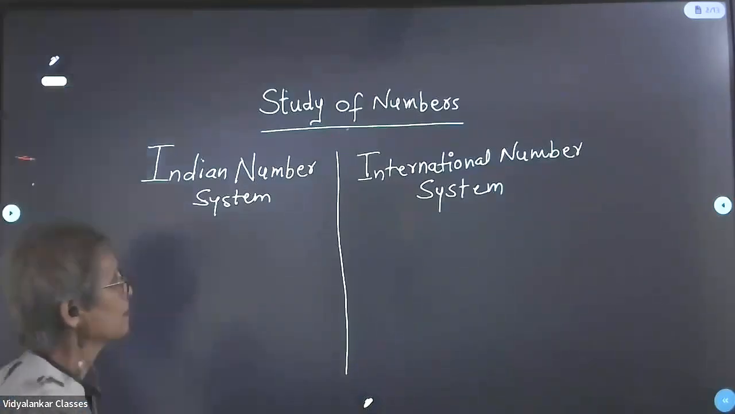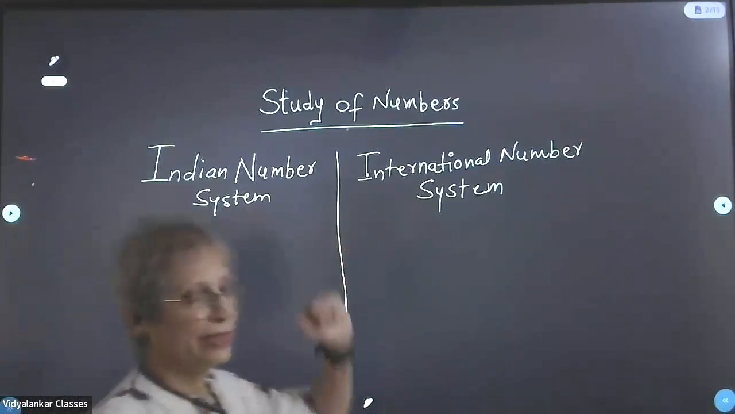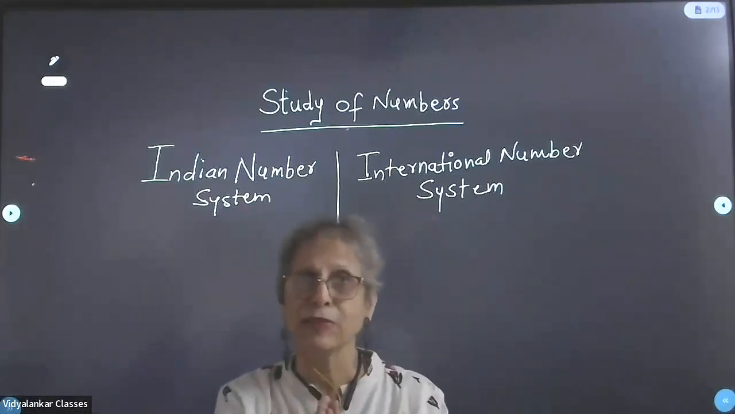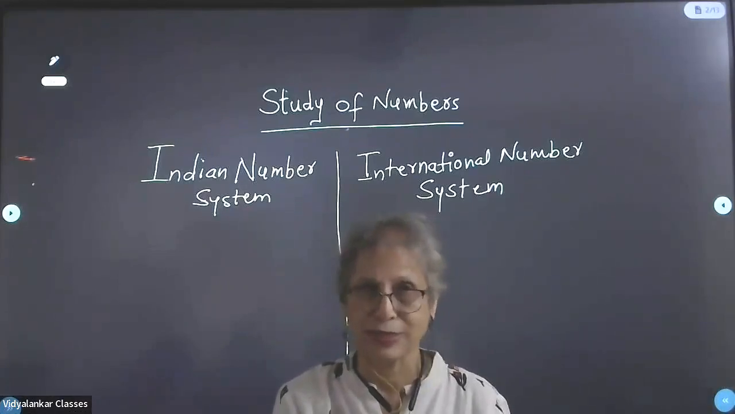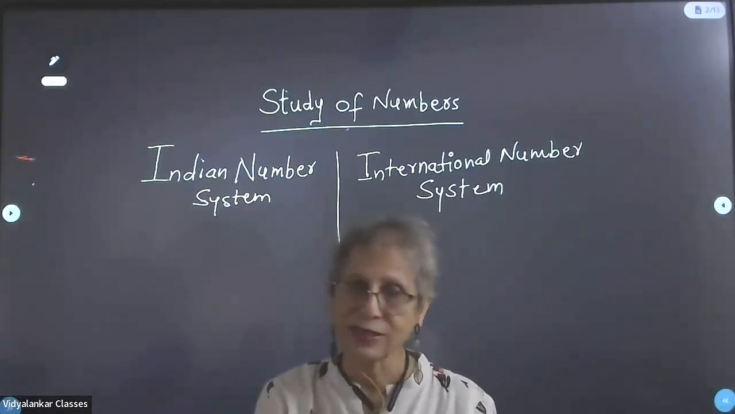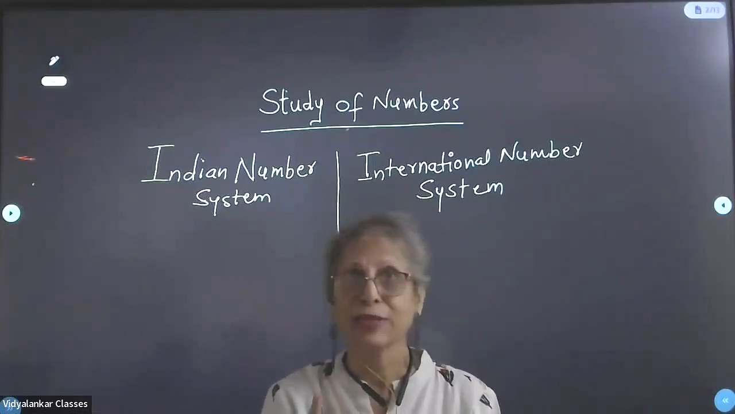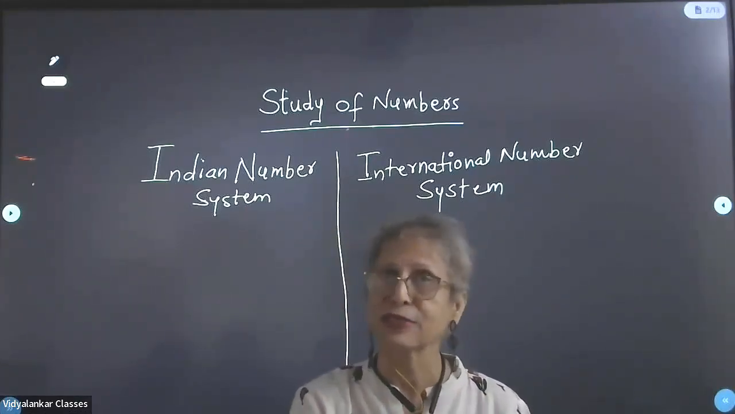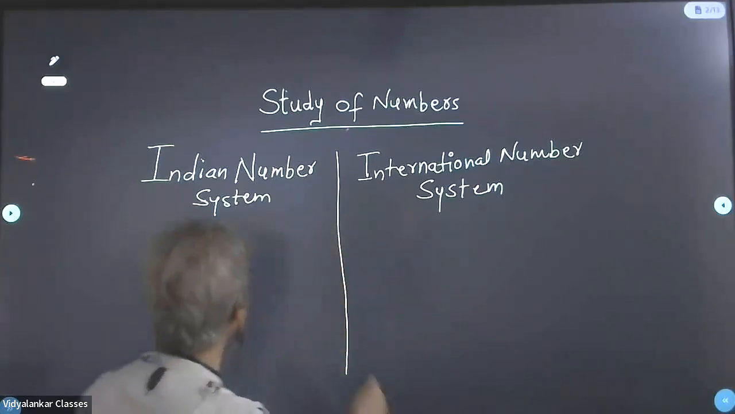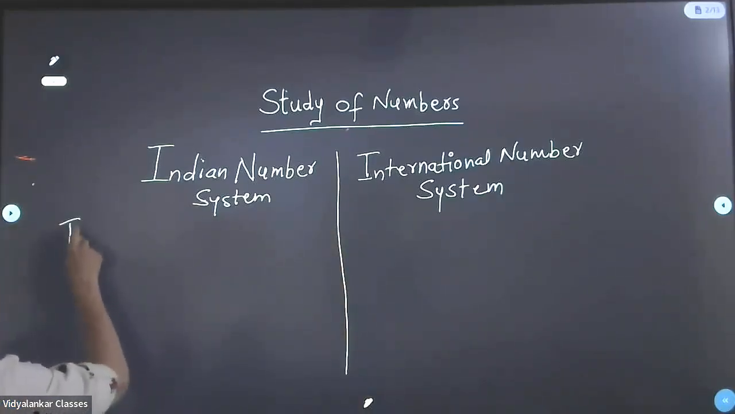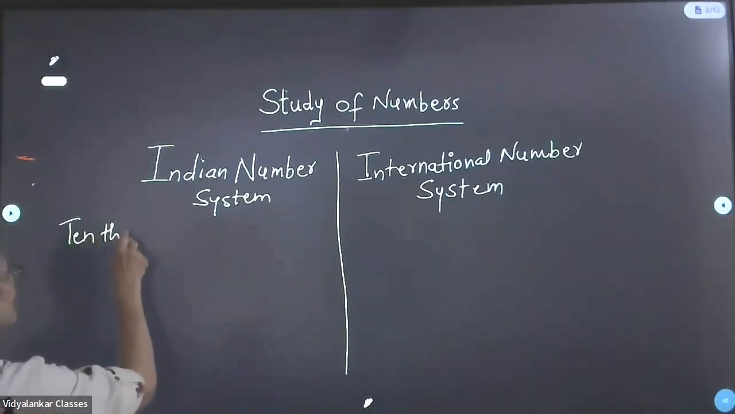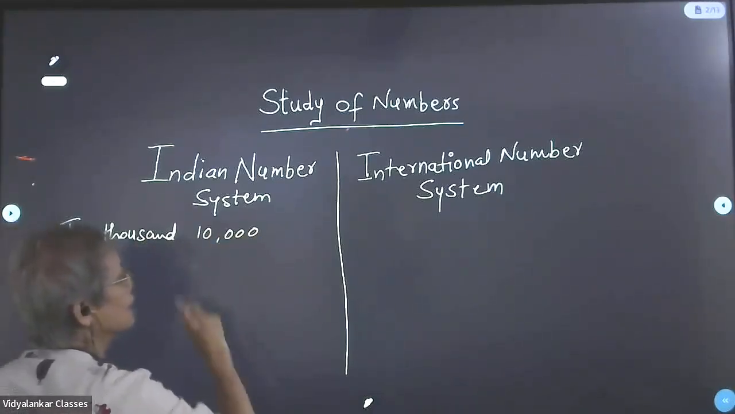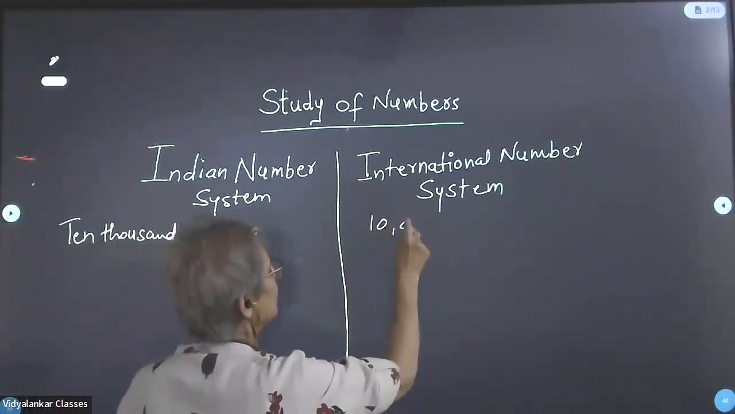Study of numbers: Indian number system, international number system. Now, in both systems, some numbers are written the same. Like 1 is written as 1 in both systems. Then 10 is also same. 100 is same, 1000 is same. Even 10,000 is the same in both the number systems.